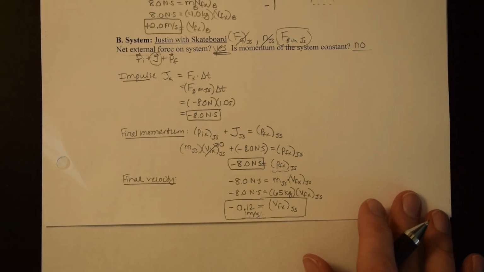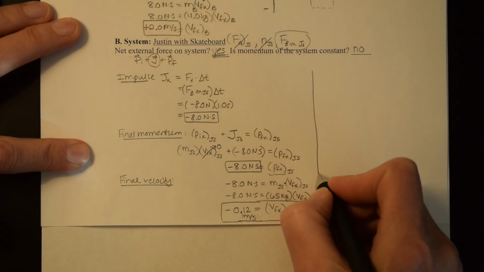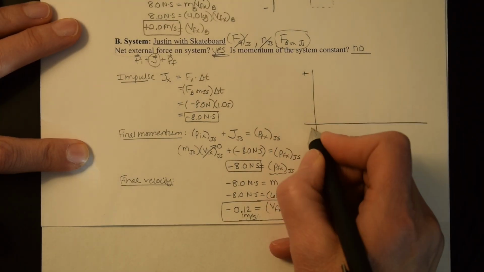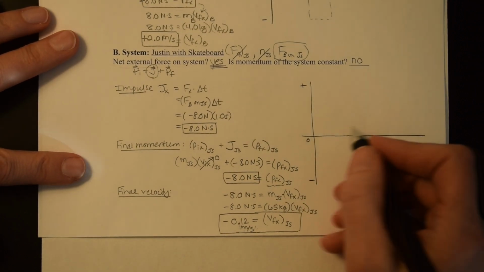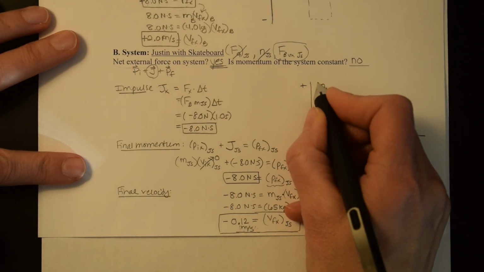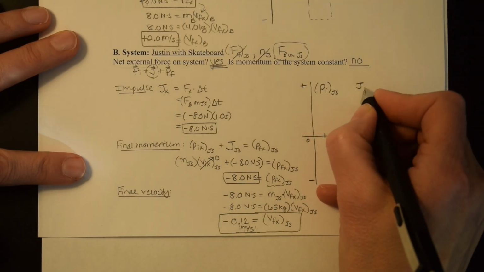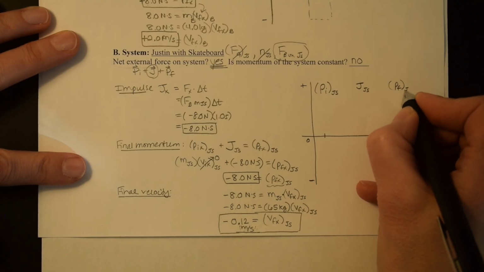The last step is to draw the momentum bar chart. So we have our vertical axis, our horizontal axis. The horizontal axis has no units in a bar chart, so the width of your bars doesn't matter. So this is going to be the initial momentum. I'm just going to put in the subscripts of Justin and the skateboard, the impulse on Justin and the skateboard, and the final momentum of Justin and the skateboard.